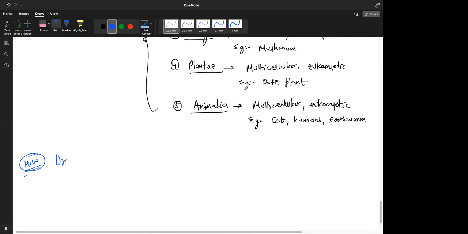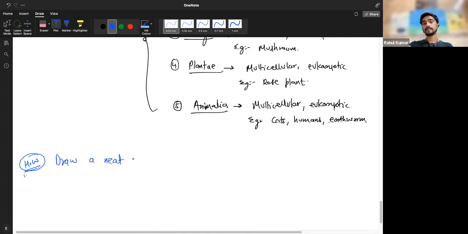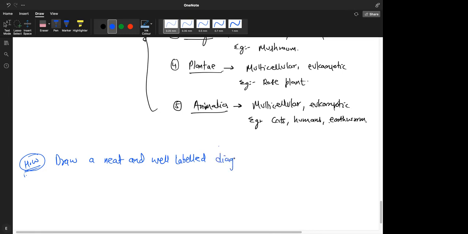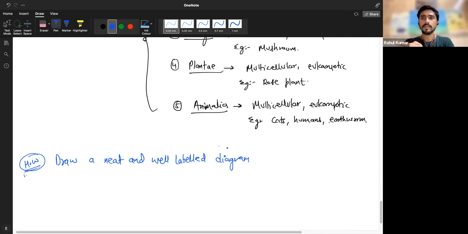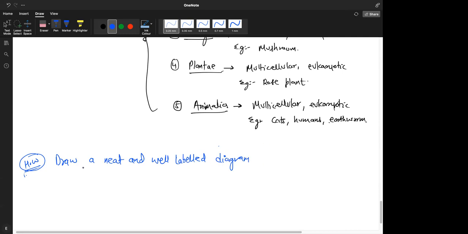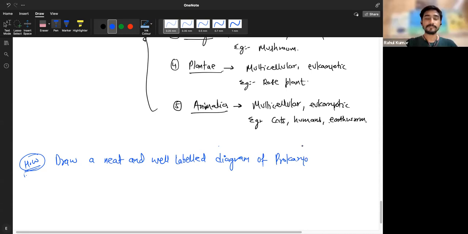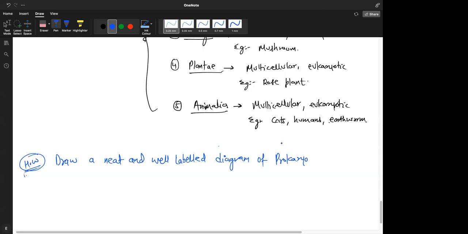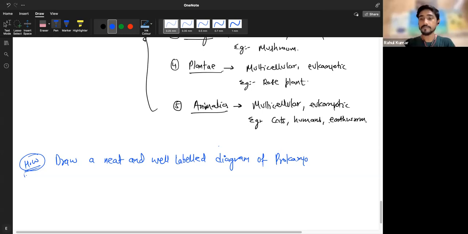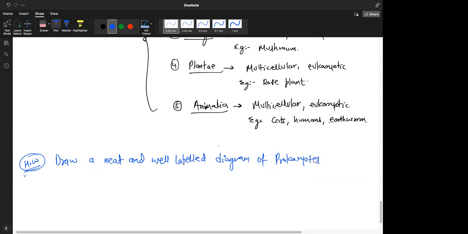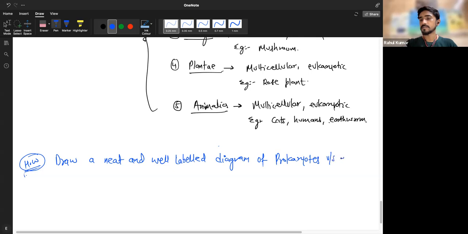So you have to draw a neat and well labeled diagram. This you have done already. Remember, you drew a bacteria cell versus a eukaryotic cell. Also, you did plant versus animal cell. You studied about prokaryote and eukaryote, right? I guess it's in 9th. Oh, 9th, yeah. Then it's 9th, right? Because it's coming back in 11, so it was 9. So you studied, you remember making different type of cell diagrams? Yes. So you have to draw a neat and well-labeled diagram of prokaryotes versus eukaryotes.